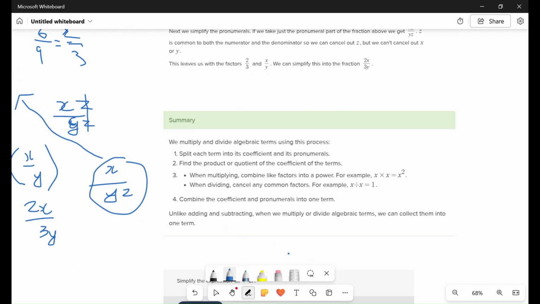Now if I have to summarize whatever we did in multiplication and division, we multiply and divide algebraic terms using this process. Split each term into its coefficient and variables. Find the product or quotient of the coefficients of the terms. When multiplying, combine like factors into a power. When dividing, cancel any common factors. For example, x divided by x is equal to 1, so just cancel it out. Combine the coefficient and pronumerals into one term. So unlike adding and subtracting, when we multiply and divide algebraic terms, we combine them into one term.